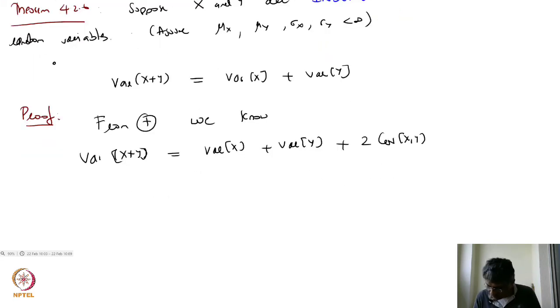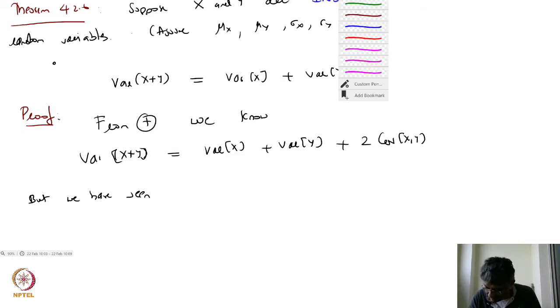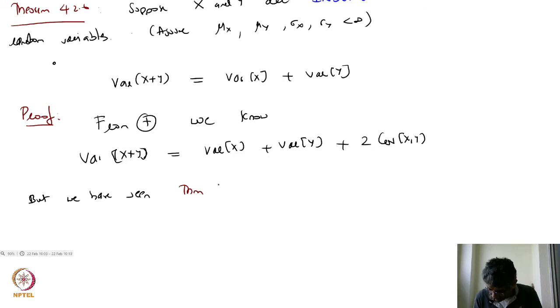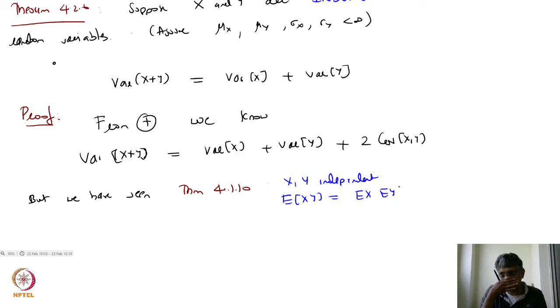So therefore, but we know from before, we have seen, I think that was, if I remember correctly, theorem 4.2, where we do this E of XY is 4.1.10. So theorem 4.1.10: if X and Y are independent, then E of XY, we showed, is E of X times E of Y, it got split as a product.